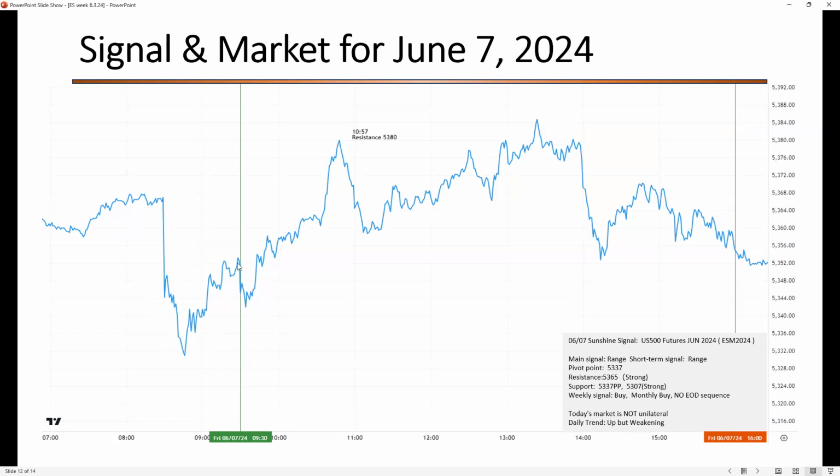The market opened above the 5337 pivot point, and there was a brief dip, but it did not break the low of day here, and the dip also did not break under the pivot point. So this presented a long opportunity targeting the overnight high at 5372.